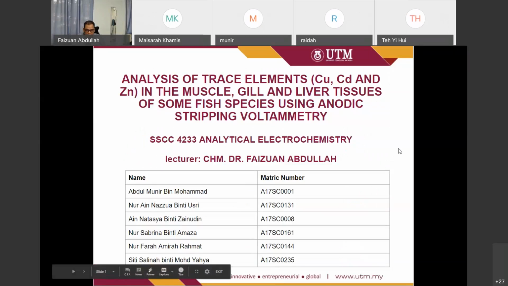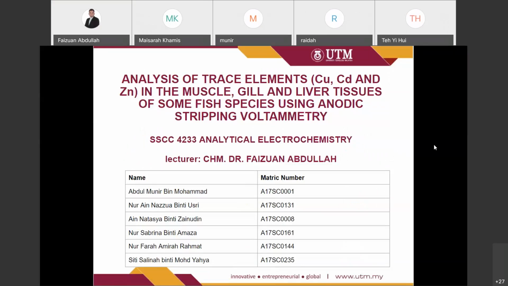Assalamualaikum warahmatullahi wabarakatuh and good morning to Dr. Faizan and my friends. Today we are from Group T. We will be presenting about the analysis of trace elements, copper, cadmium, and zinc in the muscle, gill, and liver tissues of some species using analytic stripping voltammetry.